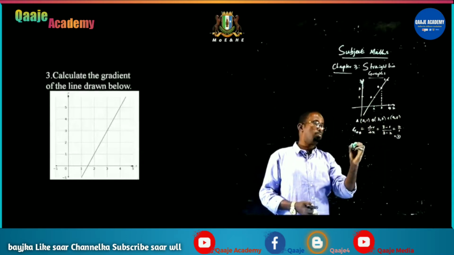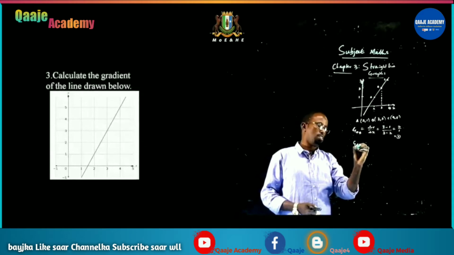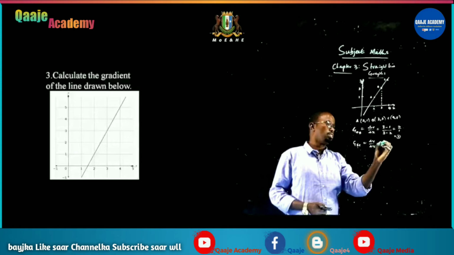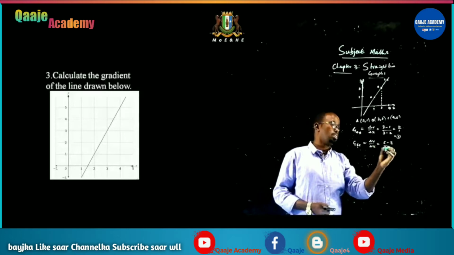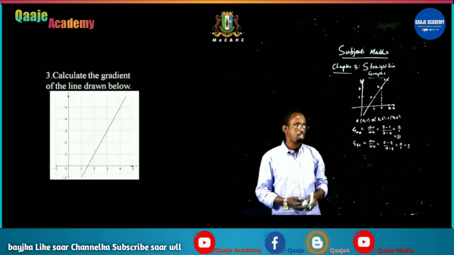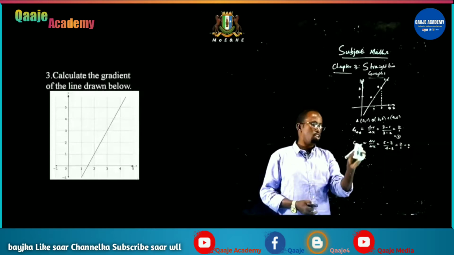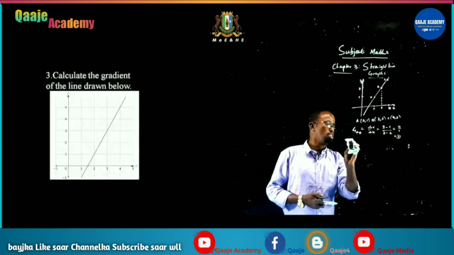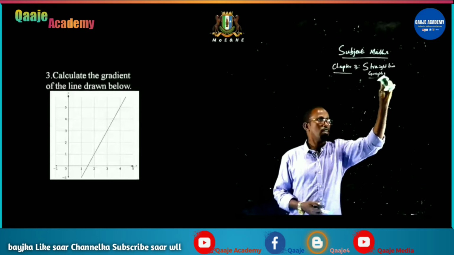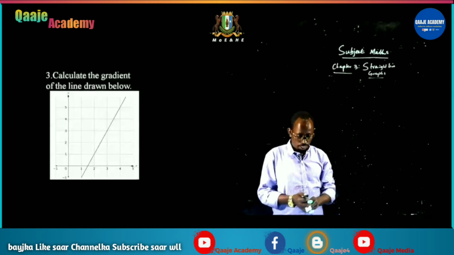The gradient BC will be changing y divided by changing x. That is 4 minus 3 over 5 minus 3, and you get 2 divided by 1, and then you get 2. So you can see the gradient of a straight line always remains constant at all points. The gradient of a straight line is the same at all points.